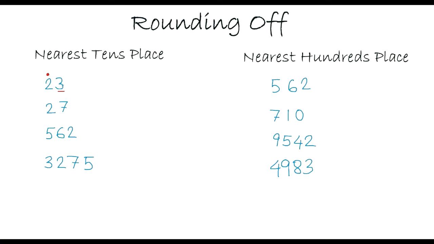Now what will be the concentration? What will we think about the next place? If on the next place we have a digit that is less than 5, then the target digit will not change and this next right side digit will become 0. So ultimately we will have 2, 0, 20. So our answer is 20. After rounding off, we have 20.